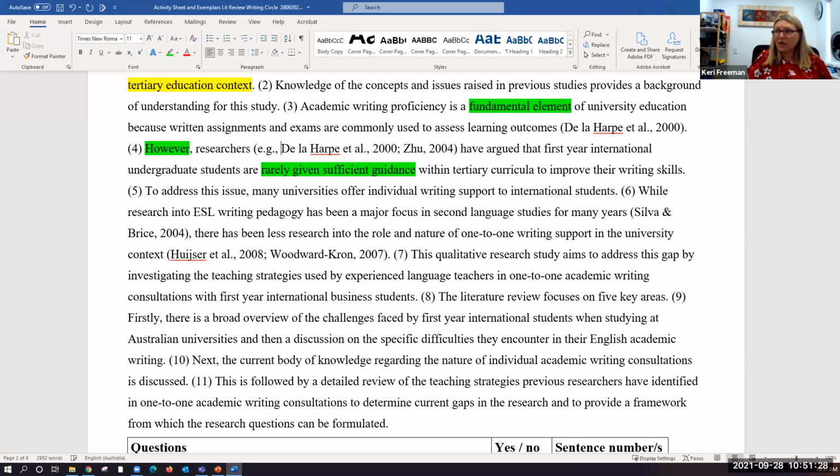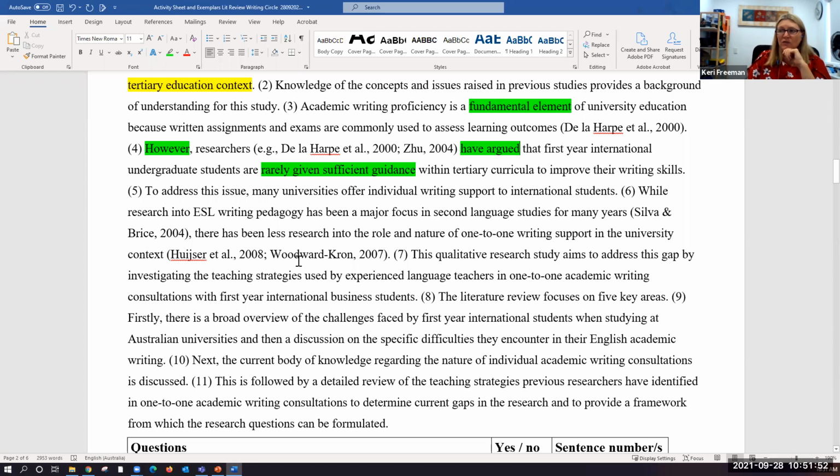But in my view, the reason why we put EG is to tell the reader this is just a few of them. Okay, and there's more. But that's completely up to you. So researchers have argued, notice the tense, we're in present perfect because we're talking about the research as a whole. Okay, that first year are rarely given sufficient guidance.